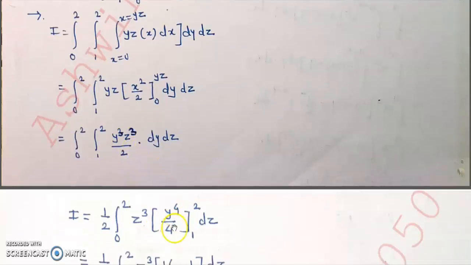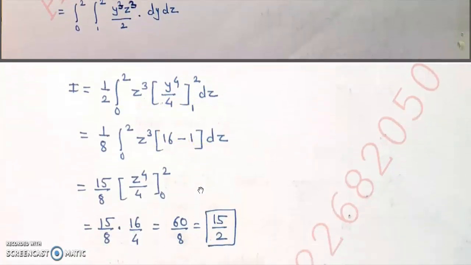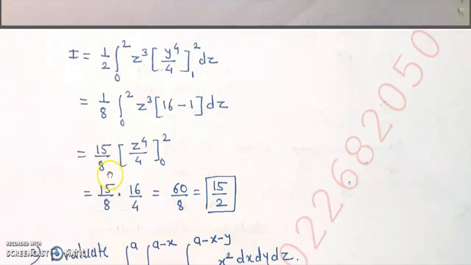Only y cube is integrated as y raised to 4 by 4 in the limits 1 and 2. Since limits are constant, we get a constant value for the integral, that is 2 raised to 4 minus 1 raised to 4, that is 16 minus 1, whereas this 2 into 4 gives us 8 outside. So it gives us 15 by 8 outside, and only z cube is integrated as z raised to 4 by 4 in the limits 0 and 2. That's why it is 2 raised to 4 minus 0, and it gives us 16 by 4, and lastly 15 by 2 as the integral value.